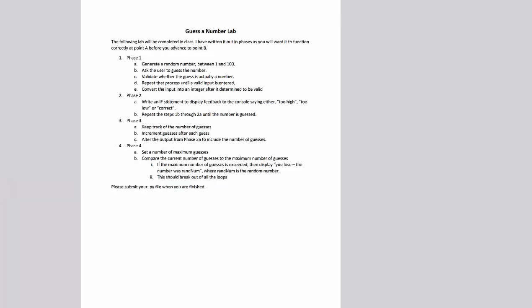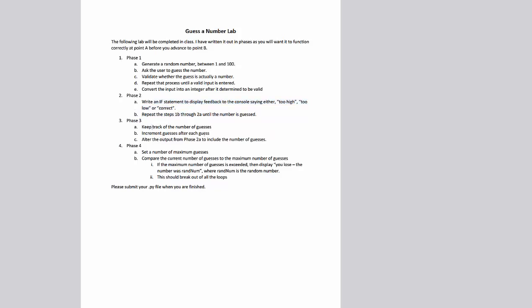Next up, we're going to write an if statement. It's going to say too high, too low, or correct. That's the easy part. And then we're going to repeat that until they get the number. That's what you think of in a guess a number program. This validation is the thing you probably wouldn't think of.